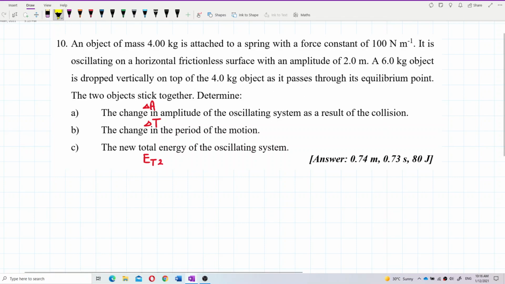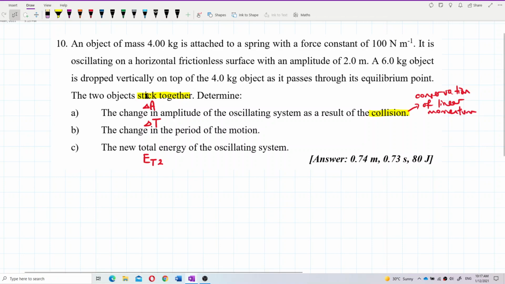Okay, so look at here. You have to check the keywords. Here he says about collision, and then he says they stick together. So this one will involve the conservation of linear momentum. We will use the concept of conservation of momentum in this question, and the equation for conservation of momentum.